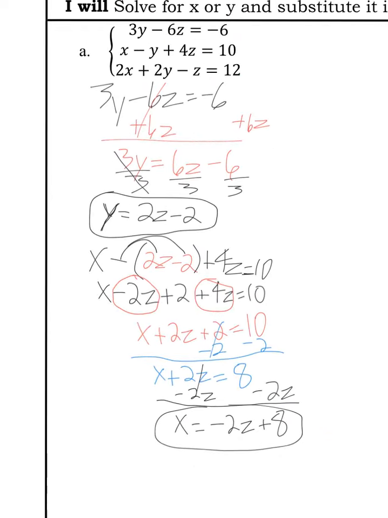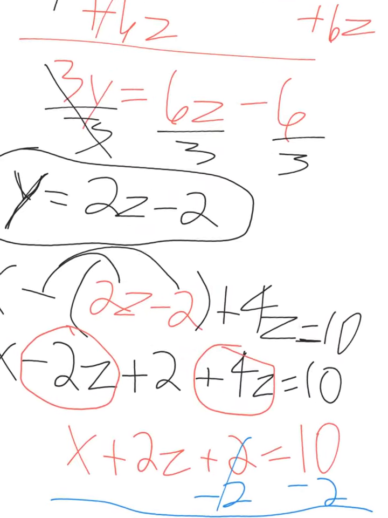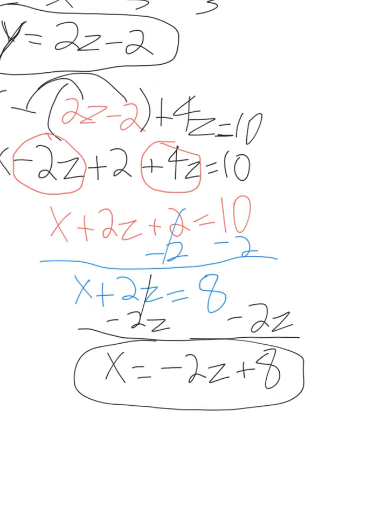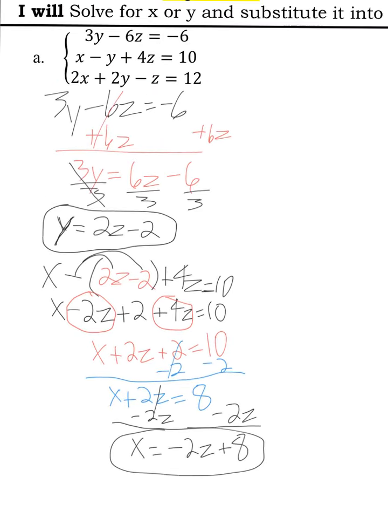All right. So I'm going to look at the third equation now. And it says 2x plus 2y minus z equals 12. Except anytime I see the letter y, I'll plug in 2z minus 2. And anytime I see the letter x, I'll see negative 2z plus 8. And if you notice, the letter y, it only has the letter z in its equation, and then when I solve for x, it only has the letter z in that equation. So that's really going to help us going forward in this third equation. So let me show you what it looks like.